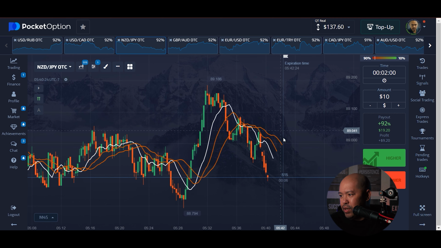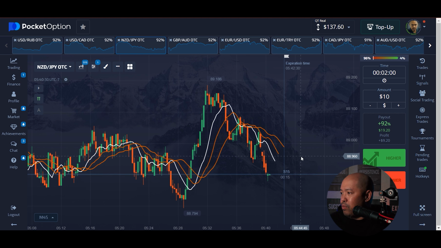I knew it was going down, but yeah, that could have gone up and hit these inner support levels and go back up, you know. So good thing we did our analysis correctly.